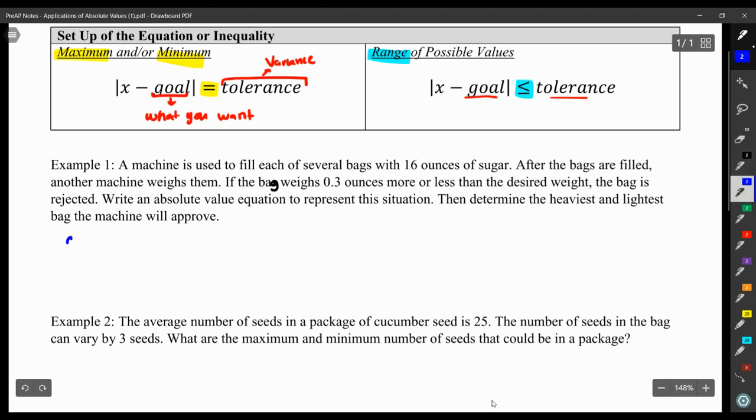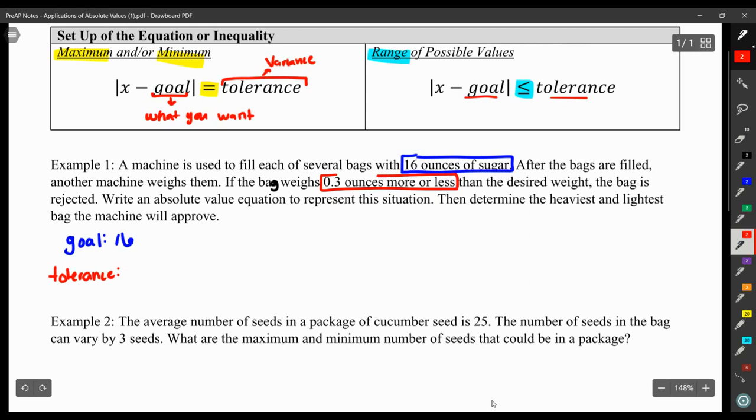The first piece I need is my goal. What do I want these bags to be weighed at? Well, I want it to be weighed with 16 ounces of sugar. That is the goal. 16 is what I would like. But because this is not a perfect world, we have some variance, some tolerance allowed. 0.3 ounces more or less than the desired weight, then it is going to be rejected. So that's my tolerance, 0.3.